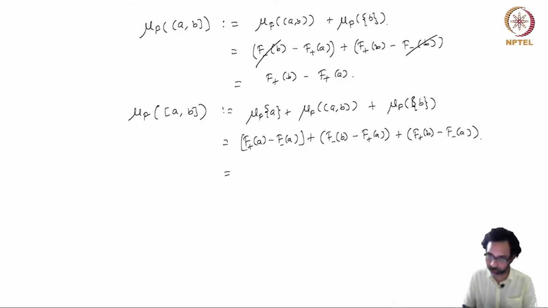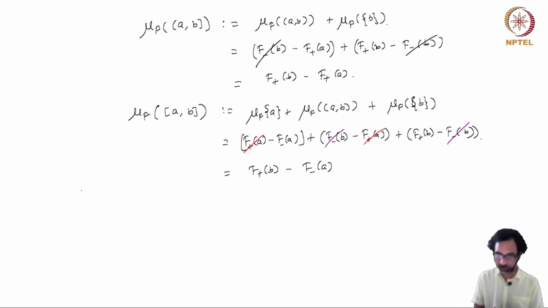So many things will cancel out. For example, f plus A and f plus A cancel out, and so this should be f minus B here, and then here f minus B and f minus B cancel out, and you are left with f plus B minus f minus A. So therefore we can derive all these formulas for the elementary Lebesgue-Stieltjes elementary measure.